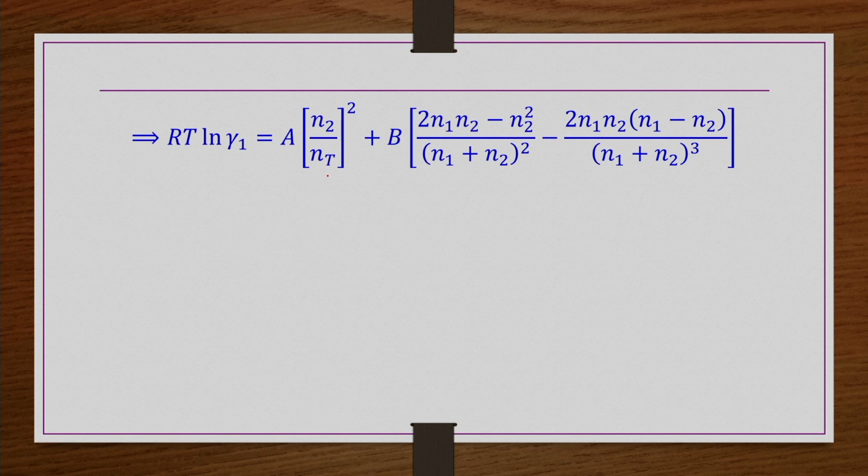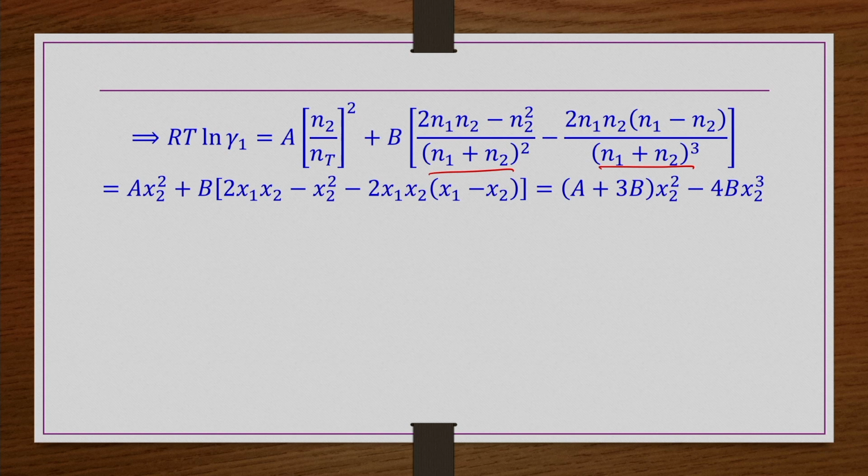Those terms we segregate like this: A N2 by Nt whole square plus B multiplied by 2 N1 N2 minus N2 square divided by N1 plus N2 whole square, minus 2 N1 N2 multiplied by N1 minus N2 divided by N1 plus N2 whole cube. We write it simply so that wherever Nt square terms are there, N1 N2 by Nt square can be written as x1 x2, and similarly N2 square by Nt square as x2 square. So, then we have A x2 square plus B multiplied by 2 x1 x2 minus x2 square minus 2 x1 x2 multiplied by x1 minus x2.